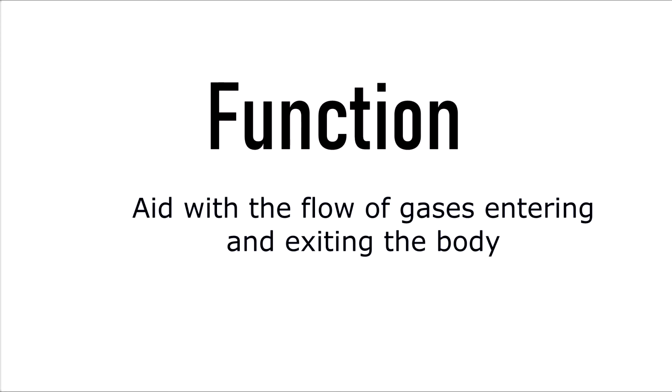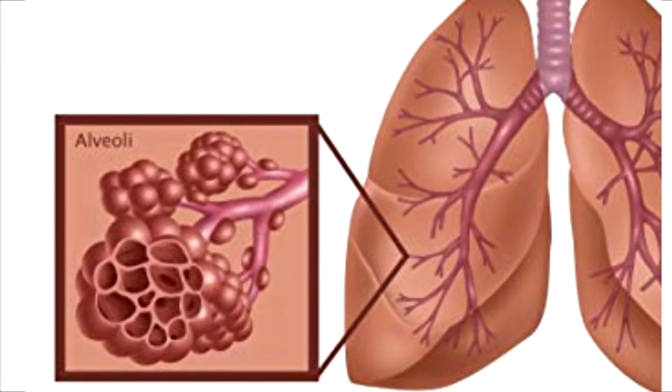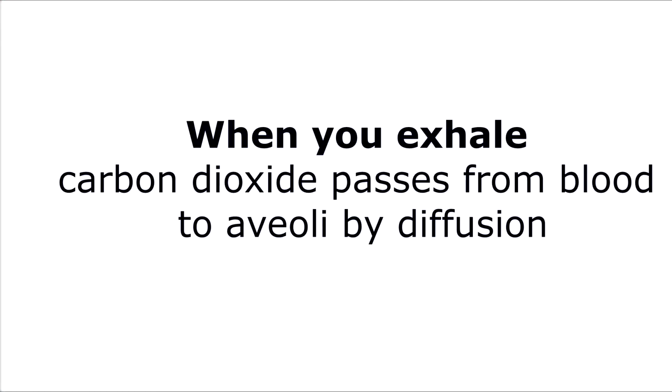The main function of the respiratory system is to make sure oxygen enters the body and carbon dioxide goes out. Now let's talk about what happens when you inhale and exhale. When you inhale, oxygen passes from alveoli to blood by diffusion. The alveoli is a small air sac in the lungs. When you exhale, carbon dioxide passes from blood to alveoli by diffusion. Gas diffusion happens when gases move from high to low concentration.